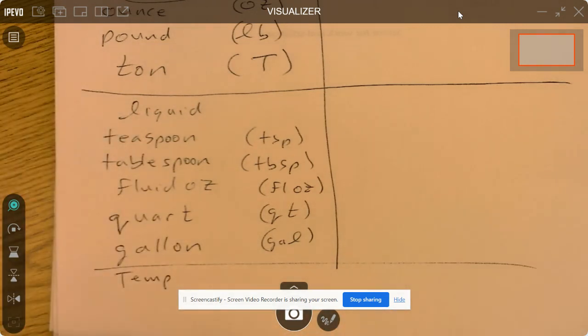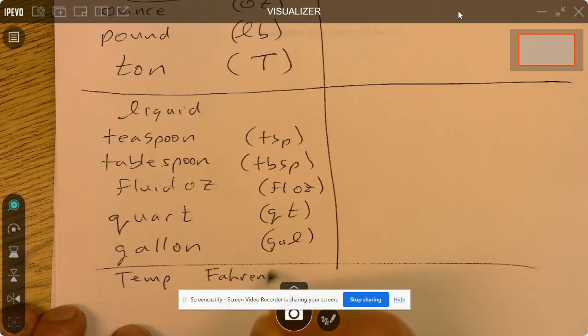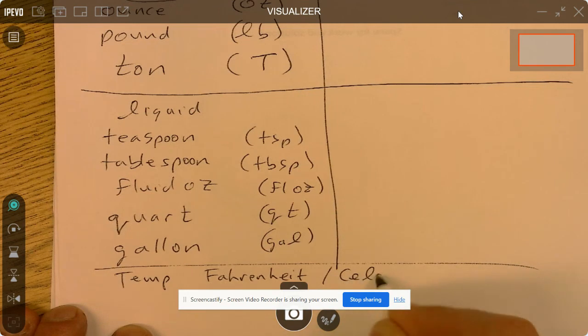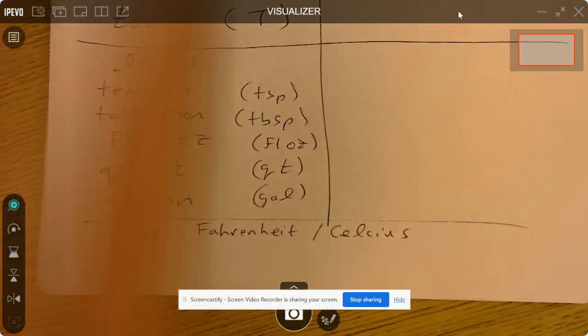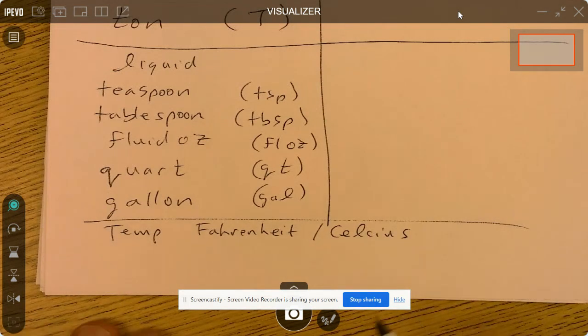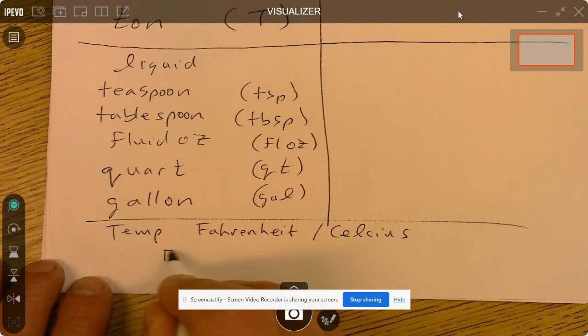Okay. Now, another situation we might end up with is called the temperature. So the temperature has two different types of temperatures. There's Fahrenheit, and Celsius. And you might have recognized those two words from travels, if you travel anywhere where there might be a difference of people using the metric system or the regular customary.